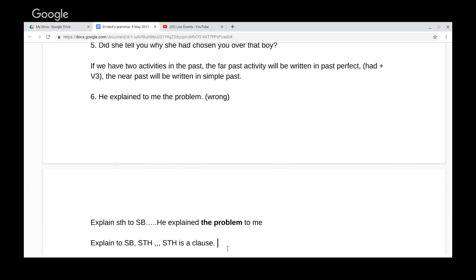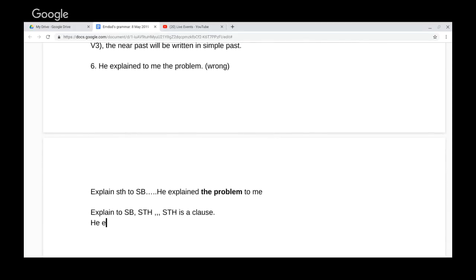How will we write it? Let's give an example. He explained to me what really happened. Is it clear? He explained to me what really happened. Did you understand this, guys? Did you understand all those rules that we did today?